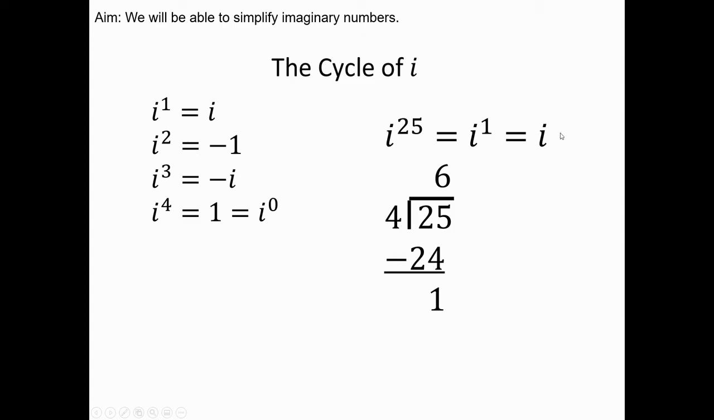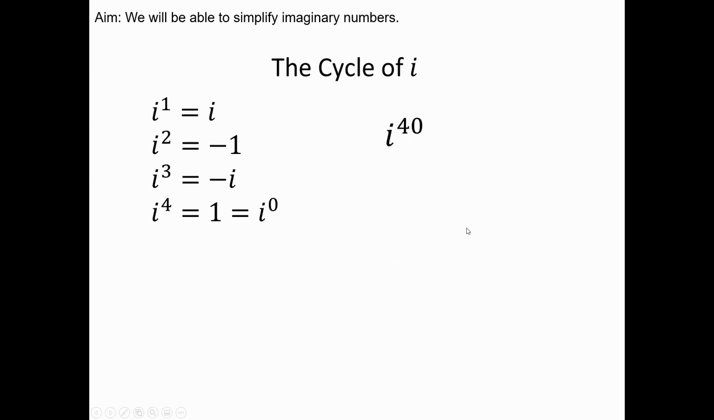So all you really have to do is take the exponent for any i, divide it by 4, find out what the remainder is, and that's how you use this chart right here. Let's go ahead and do one more. i to the 40.